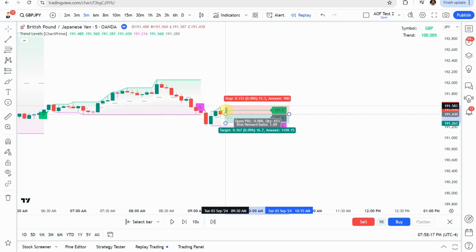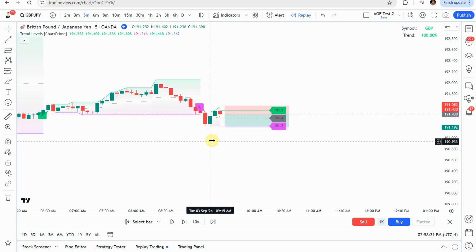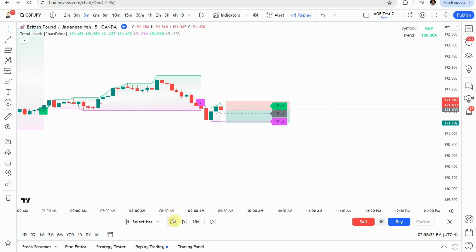Put your trade right there, put your stop just right above the green band there at the top. It's kind of formed with this wick right there. And then we're going to target the same 1 to 1.5 risk reward, right? Let's go ahead and go with that. Play this one forward and see how it plays out.